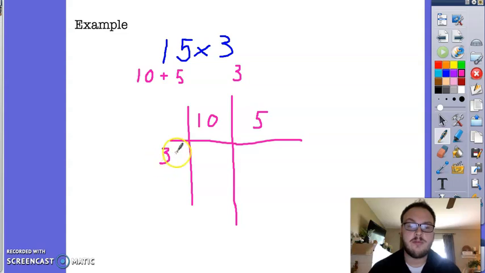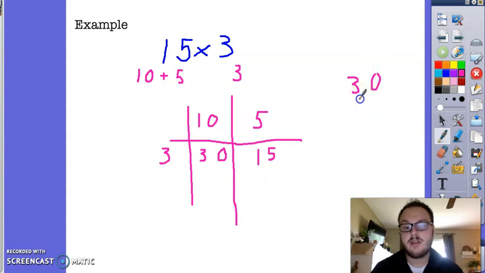And again, I'm going to follow through, count my zeros. I have 1 zero, so I'm going to put that down. Then do 3 times 1 to get 3. Stay with my row times my column. I've got 5 times 3, which is 15. I found all my partial products, so I just add 30 and 15. And whenever I do that, I get 45.